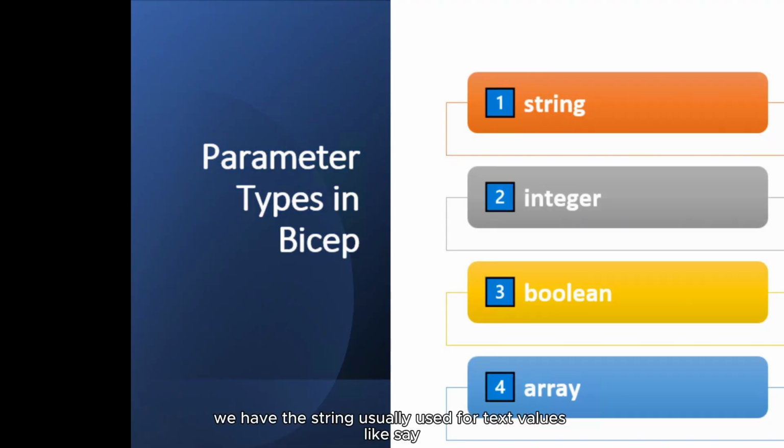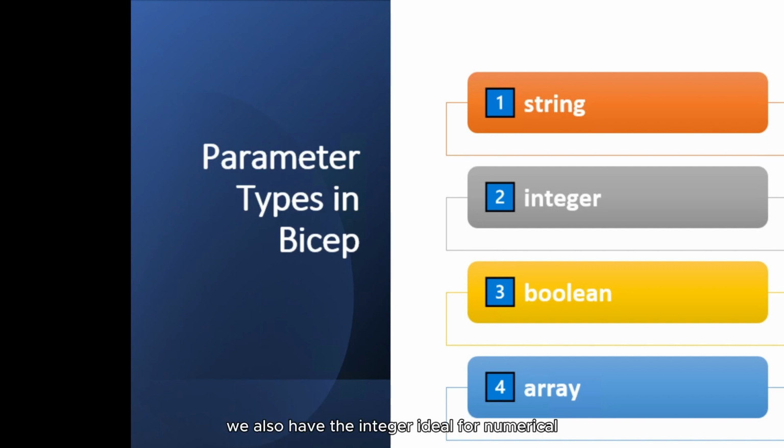We have the string, usually used for text values like, say, resource group names or location. We also have the integer, ideal for numerical values such as counts or sizes and things like that. We have the boolean, usually for true or false values, say like toggling features. We have the array for list of values like regions. We have objects, usually for grouping related properties, say for instance the name and location for a storage account.